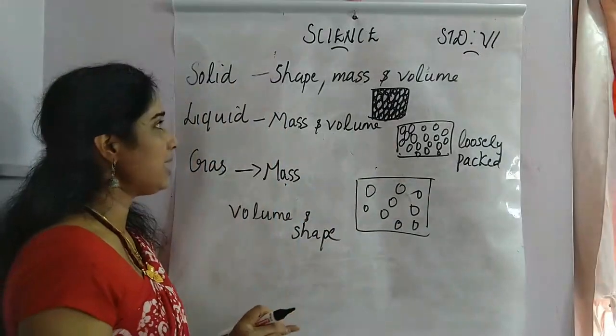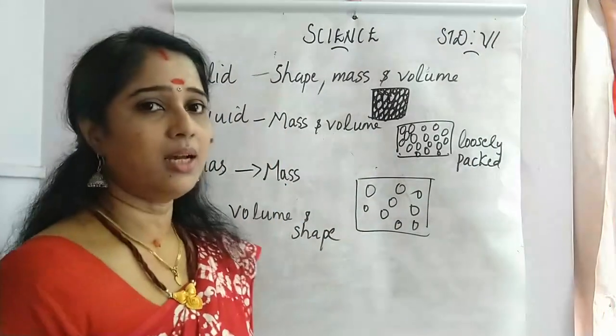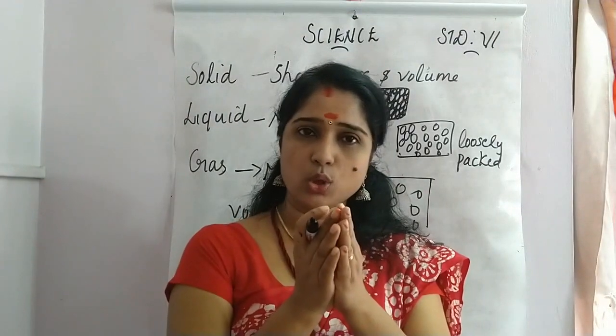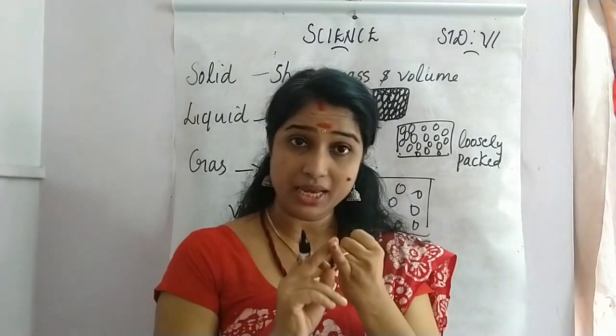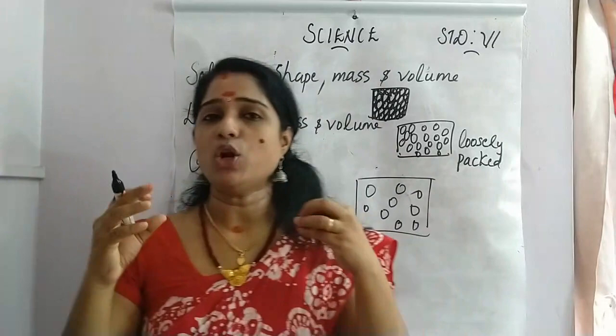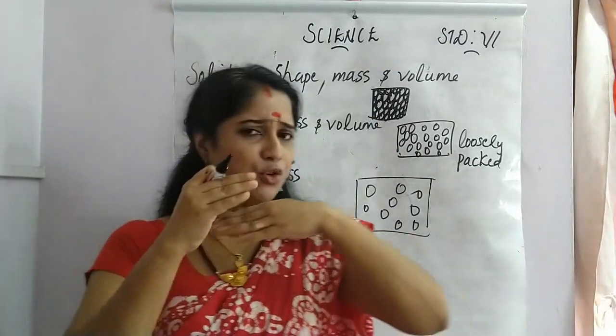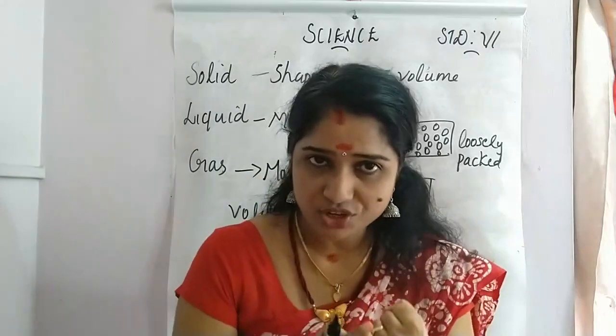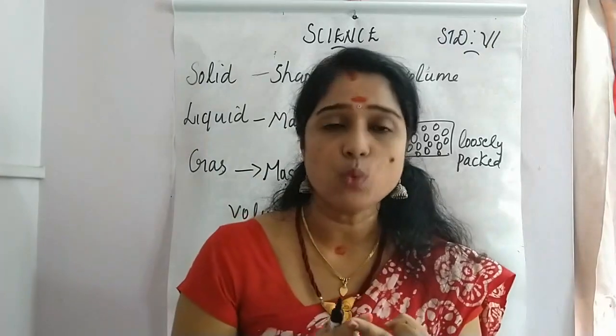So these are the three examples of matter: solid, liquid and gas. In solid, molecules are very tightly or closely packed. They have shape, mass and volume. Very, very important. The molecules are very closely packed. They have no freedom to move at all. And they have particular shape, mass and volume.